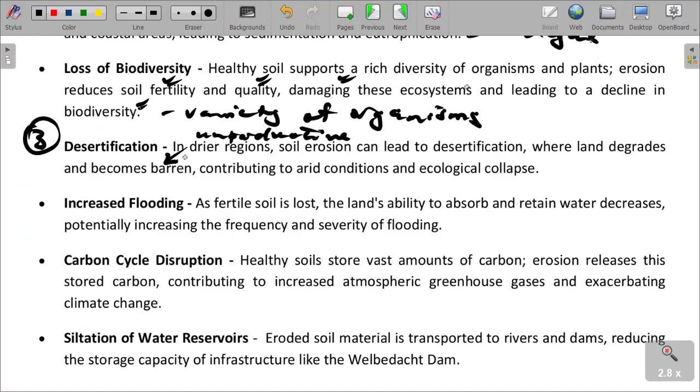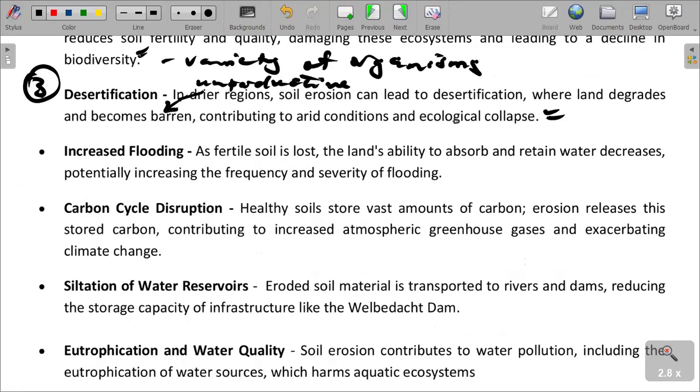The barren land becomes unproductive because of what? Because of erosion. So the soil becomes drier, and it becomes not economically viable for agricultural practices in terms of plant or crop farming. So it contributes to arid conditions and ecological collapse. We are talking about the ecosystem deterioration that we experience because of that.